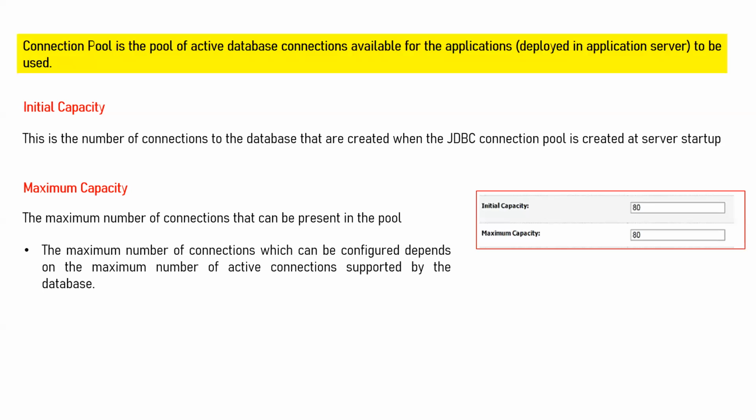That's why this is a very important parameter to configure in your application. You have to do a lot of regression and performance testing of your application to identify the maximum capacity and initial capacity as well. But yes, some monitoring parameters are available in your admin console as well.